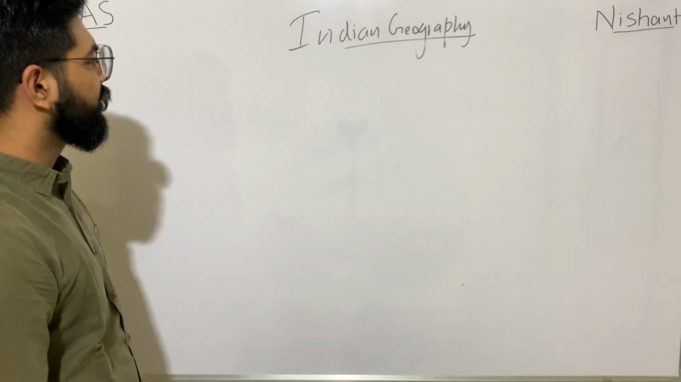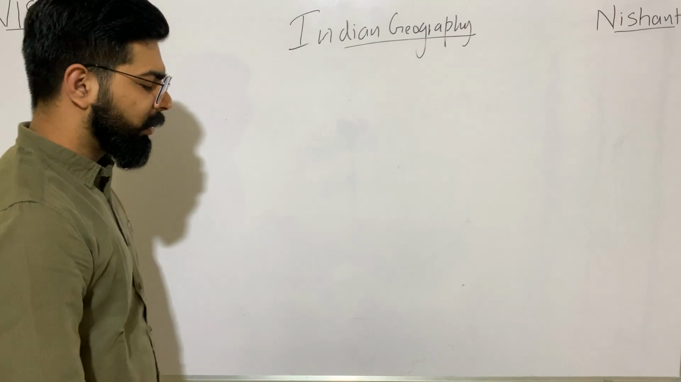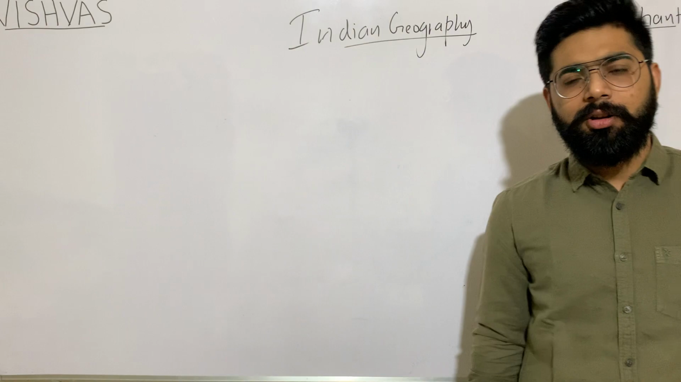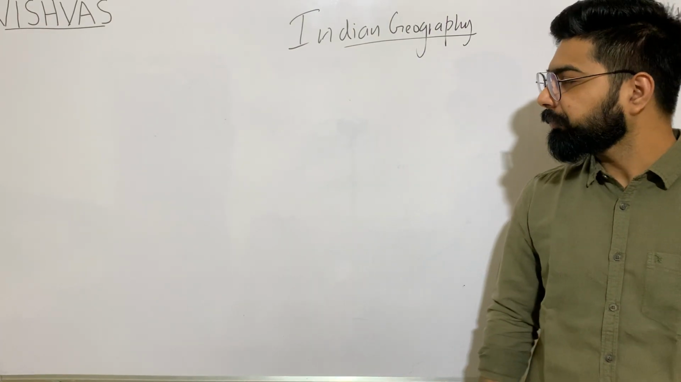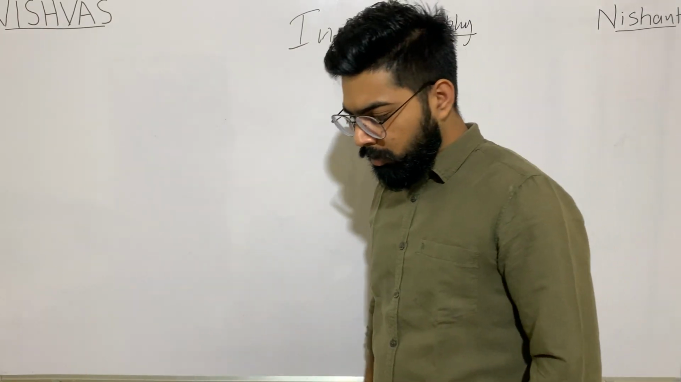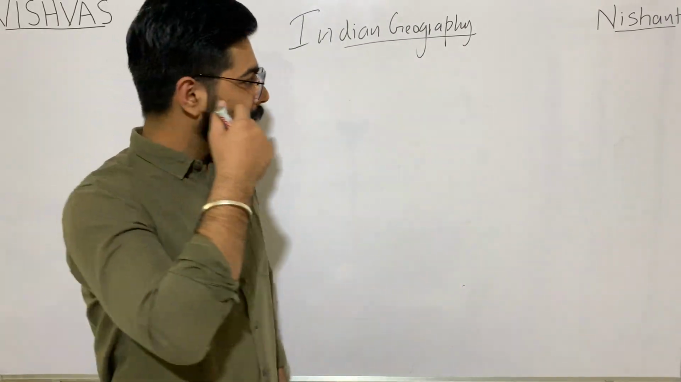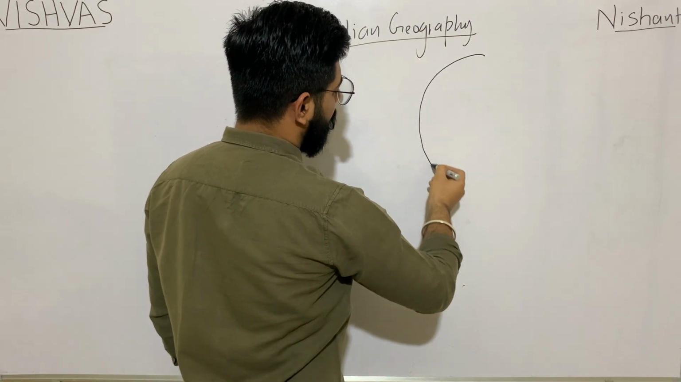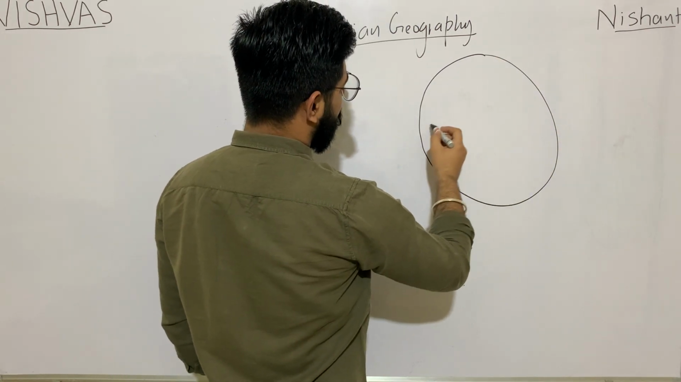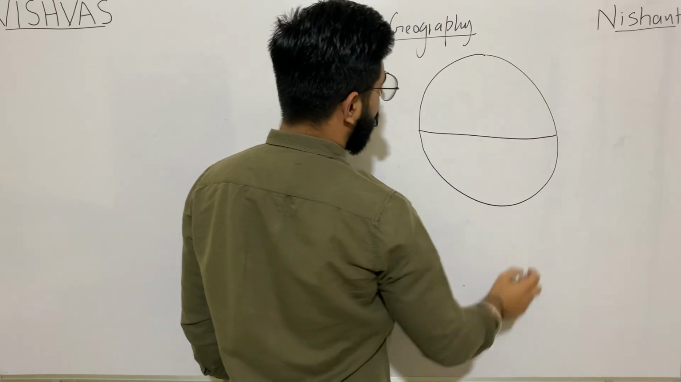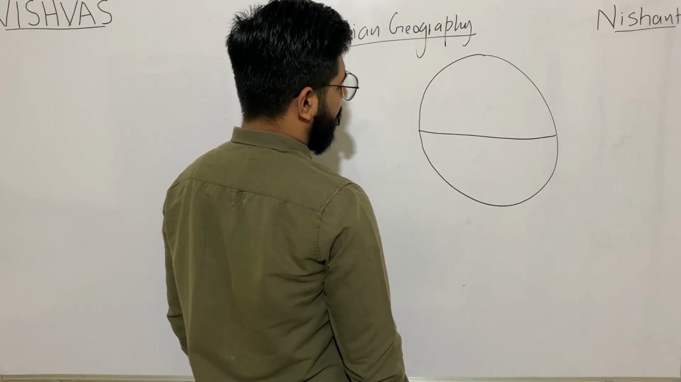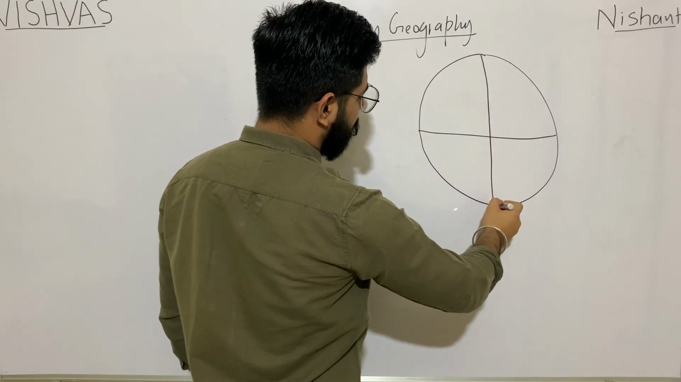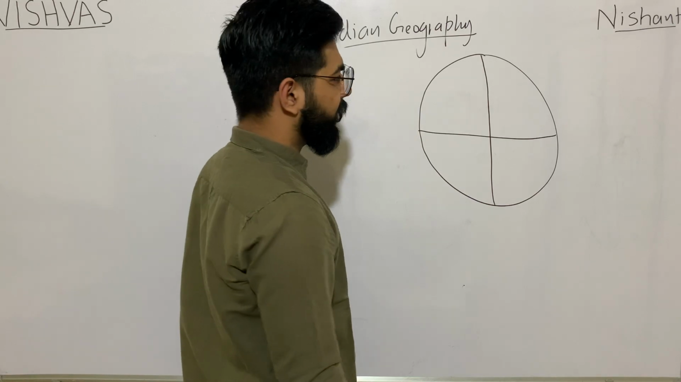First of all, as we have already studied the importance of latitudes and longitudes in physical geography in another video, now we'll try to locate at which point of Earth India is situated. So this is the equator, and say this is the prime meridian, 0 degree longitude.